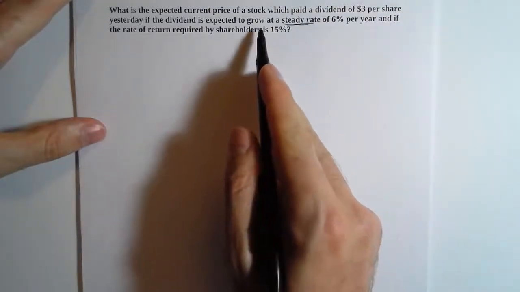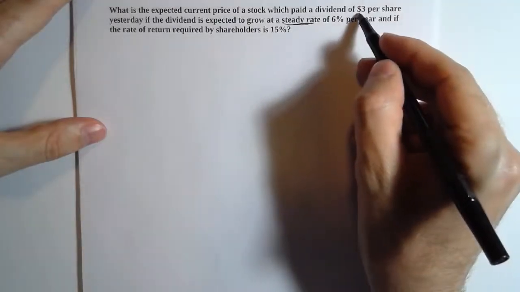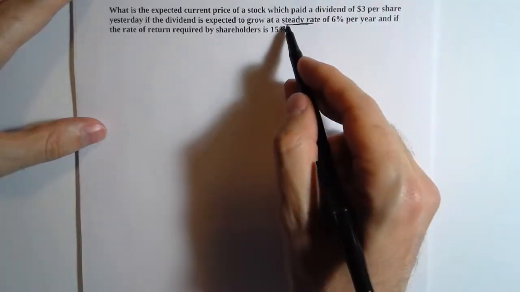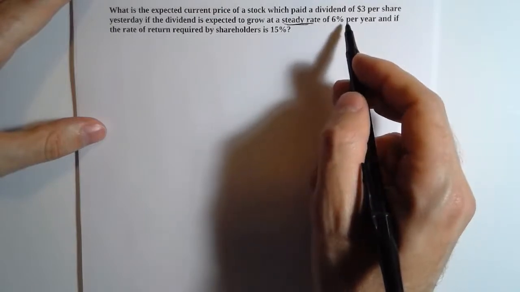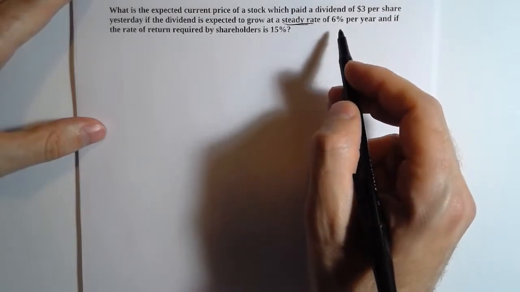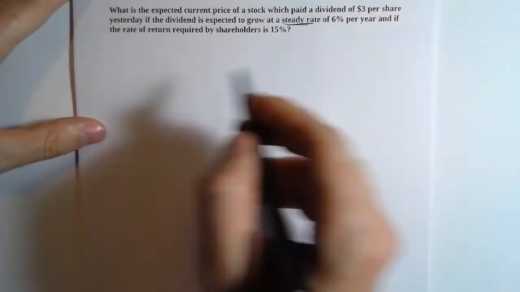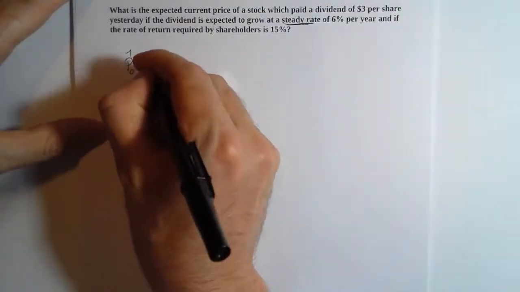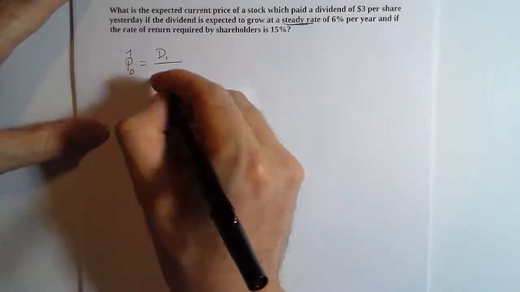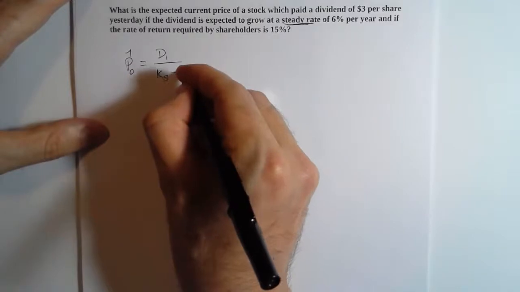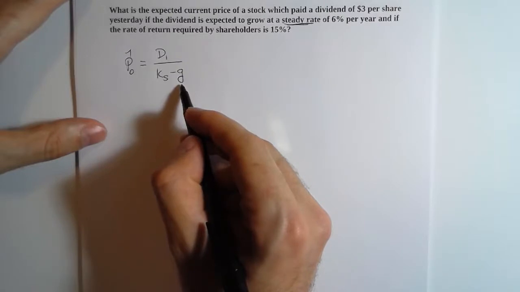So if we look at this particular scenario, what we have is a stock which paid a dividend yesterday of $3, and the dividend is expected to grow at a steady rate of 6% per year, so that is a constant rate of growth. If it is a constant rate of growth, then in that case this is a constant growth stock. So to find the value today of a constant growth stock, it is going to be equal to D1, a dividend a year from now, over Ks minus g, where Ks is the required rate of return by shareholders and g is the rate of growth.